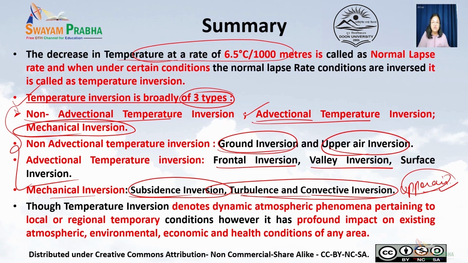Besides this, we have also discussed the effects of temperature inversion, which is a very dynamic atmospheric phenomenon, although of a regional or local nature. However, it has a profound impact on the atmosphere, environment, economy, health of human beings, agricultural productivity, and on several atmospheric phenomena and global atmospheric conditions of the world.